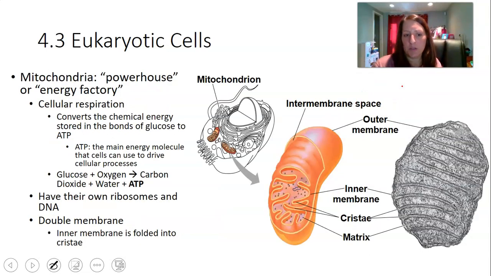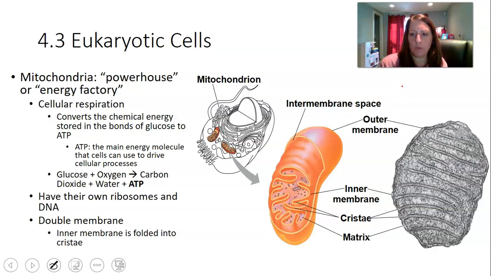Okay, on to the mitochondria. So the mitochondria, we've already touched on this. I talked about cellular respiration a few times. That's what's happening in the mitochondria. You've probably heard it referred to as the powerhouse or the energy factory. What does that mean? That means that the mitochondria is responsible for making ATP, which is energy. That's the energy currency that your cells are able to use. That process, that metabolic process, is called cellular respiration.